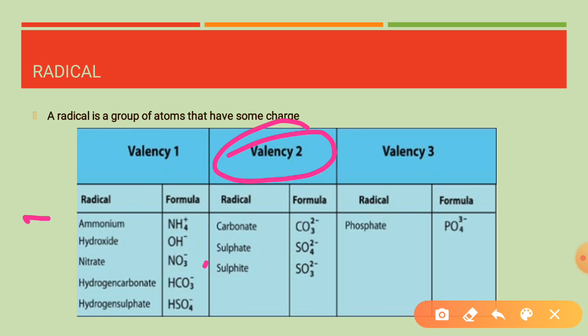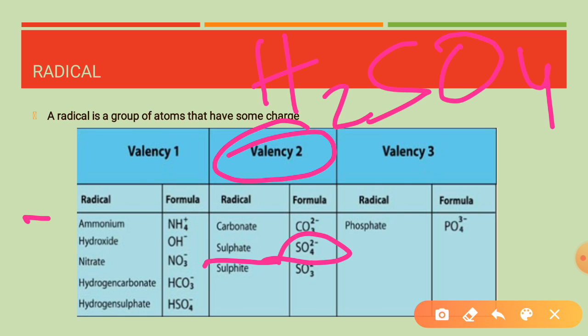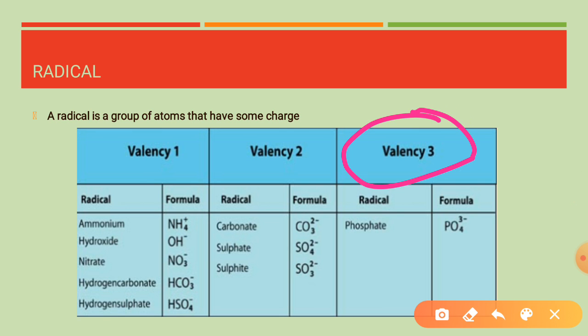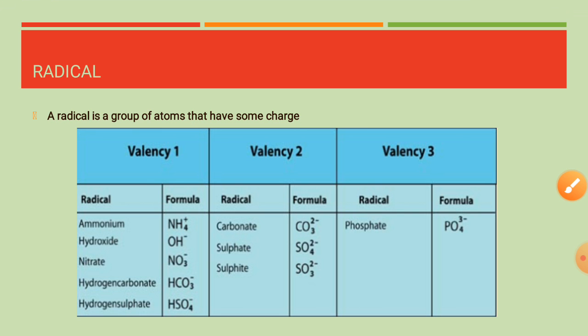For example, if we talk about sulfate, H2SO4, you can see that its valency is 2, and 2 hydrogens are added. And now the last one, phosphate, you can see that the valency of phosphate is 3. With how many hydrogens can it combine? Yes, exactly 3. It requires 3 hydrogens to become hydrogen phosphate.